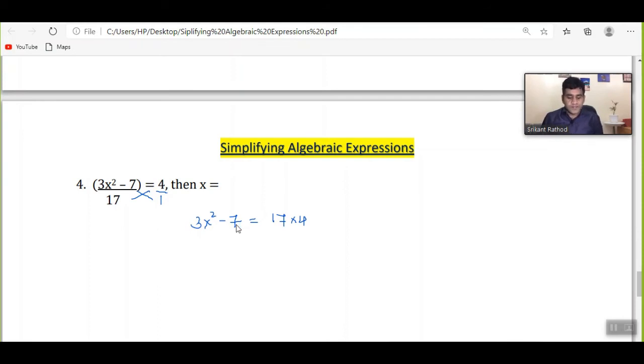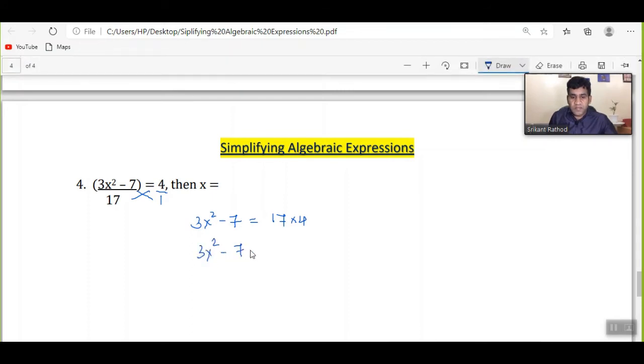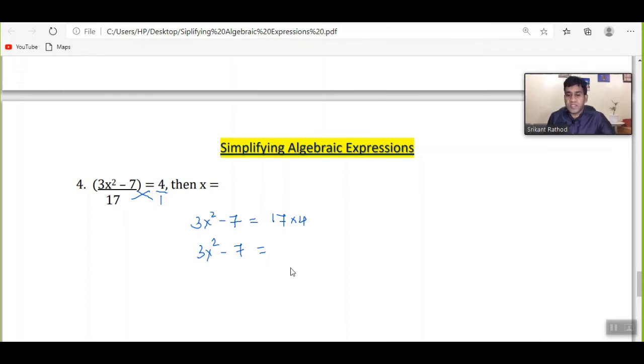What are we going to get? 3x square minus 7 is equal to 17 times 4. 17 times 4 is going to be 68, and we are looking to solve for x. So add 7 on both sides, so the 7 gets cancelled. 3x square is equal to 68 plus 7, which is going to be 75, right? So 3x square is equivalent to 75.